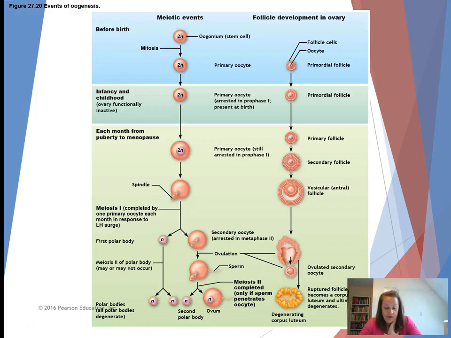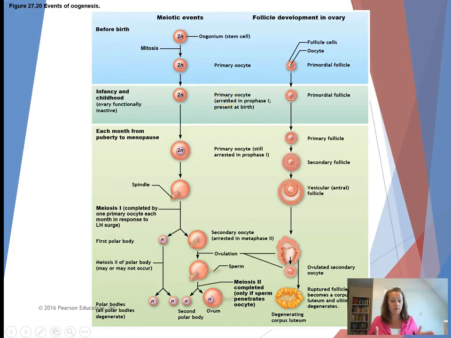And now we'll just go briefly over the events of oogenesis. Unlike males, who have these stem cells right at that basal lamina that reproduce over and over again forever, women end up with their number of follicles by the time they are born. So notice the before birth. We have the oogonium into the primary oocyte, and the primary oocyte is arrested at birth.